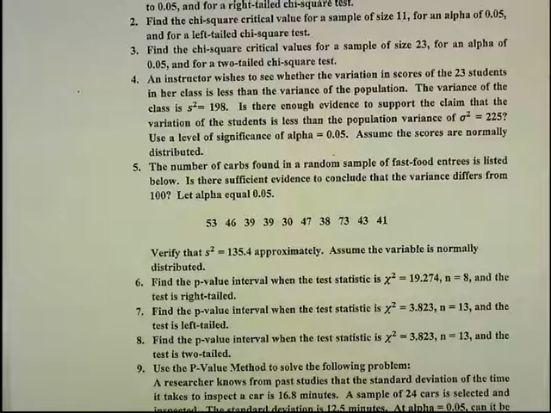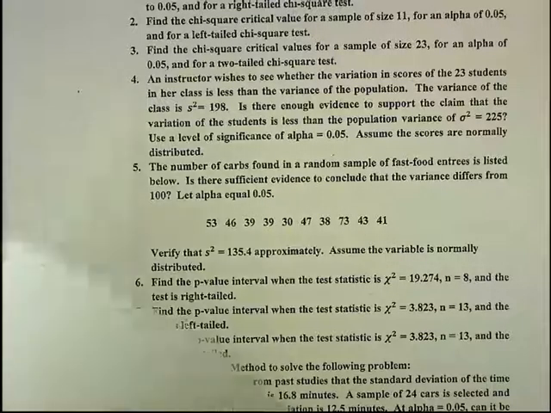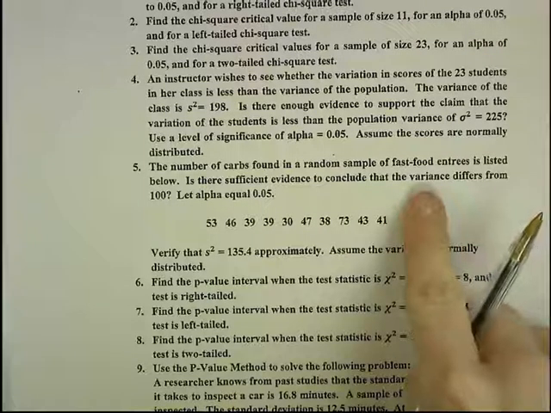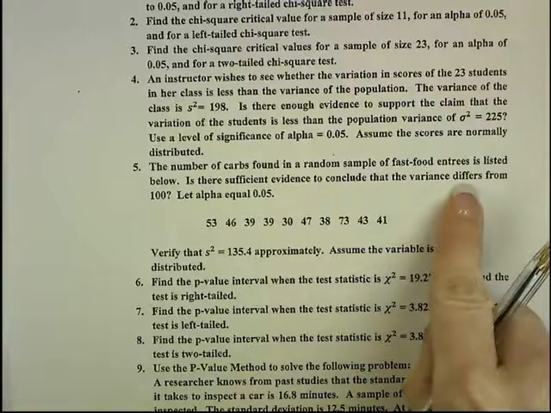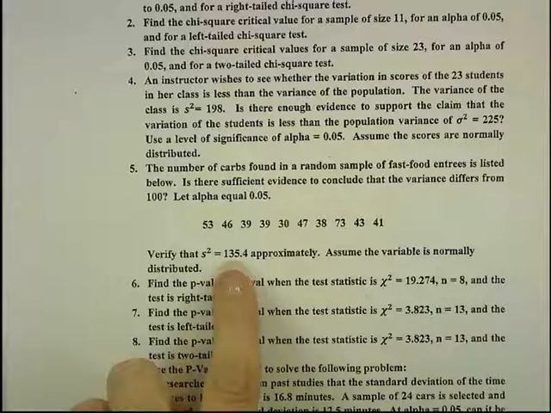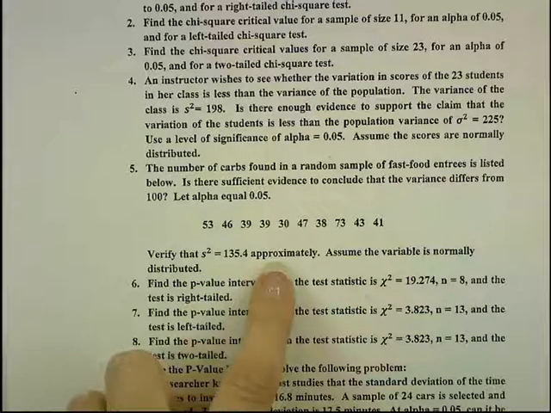Problem number 5 is raw data, and I am going to use the calculator to show you how we're going to do this particular problem. And I will begin by putting the raw data values in the calculator. The number of carbs found in a random sample of fast food entrees is listed below. Is there sufficient evidence to conclude that the variance differs from 100? Variance is sigma squared. Differs means not equal to. Verify that the sample variance is 135.4 approximately. And we'll see that with this raw data.